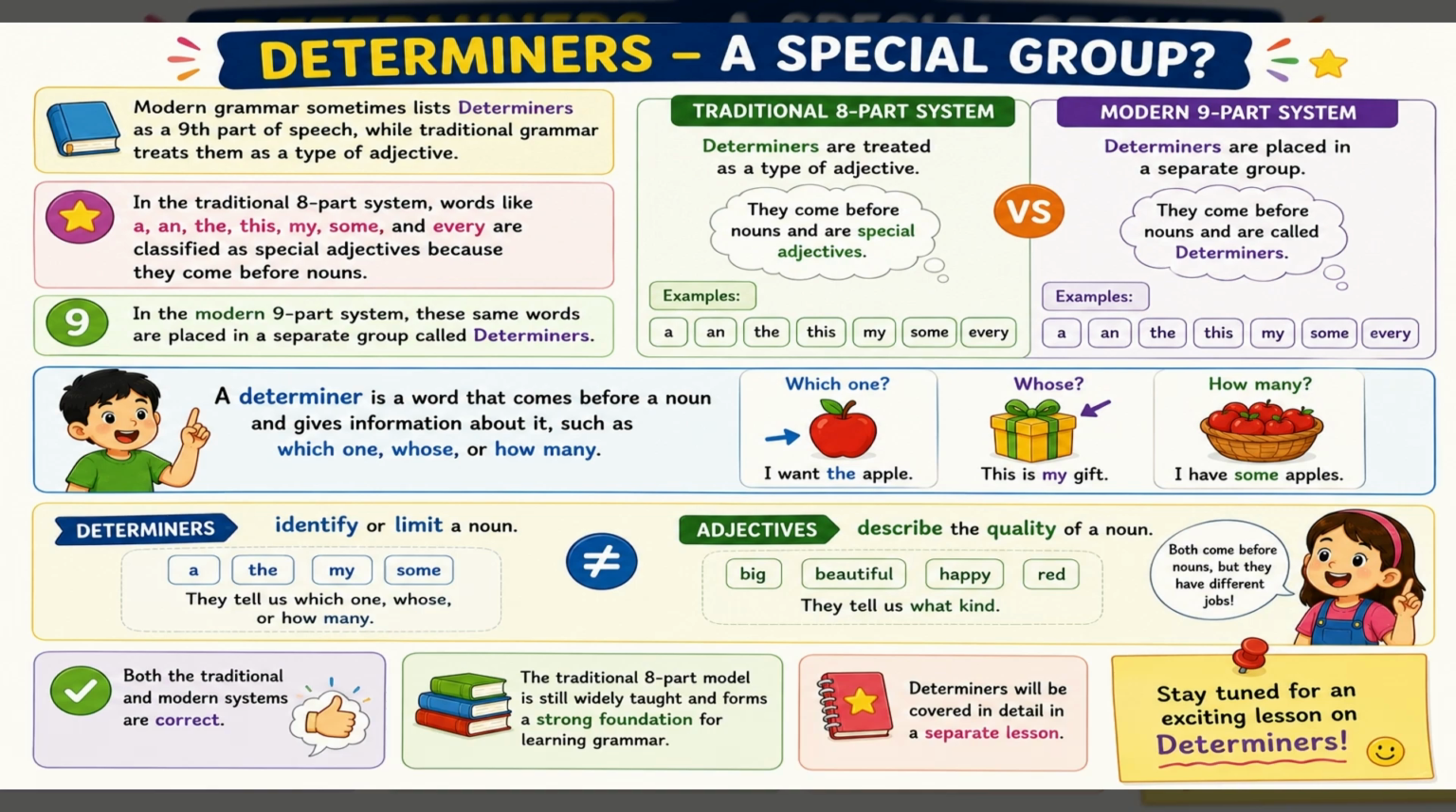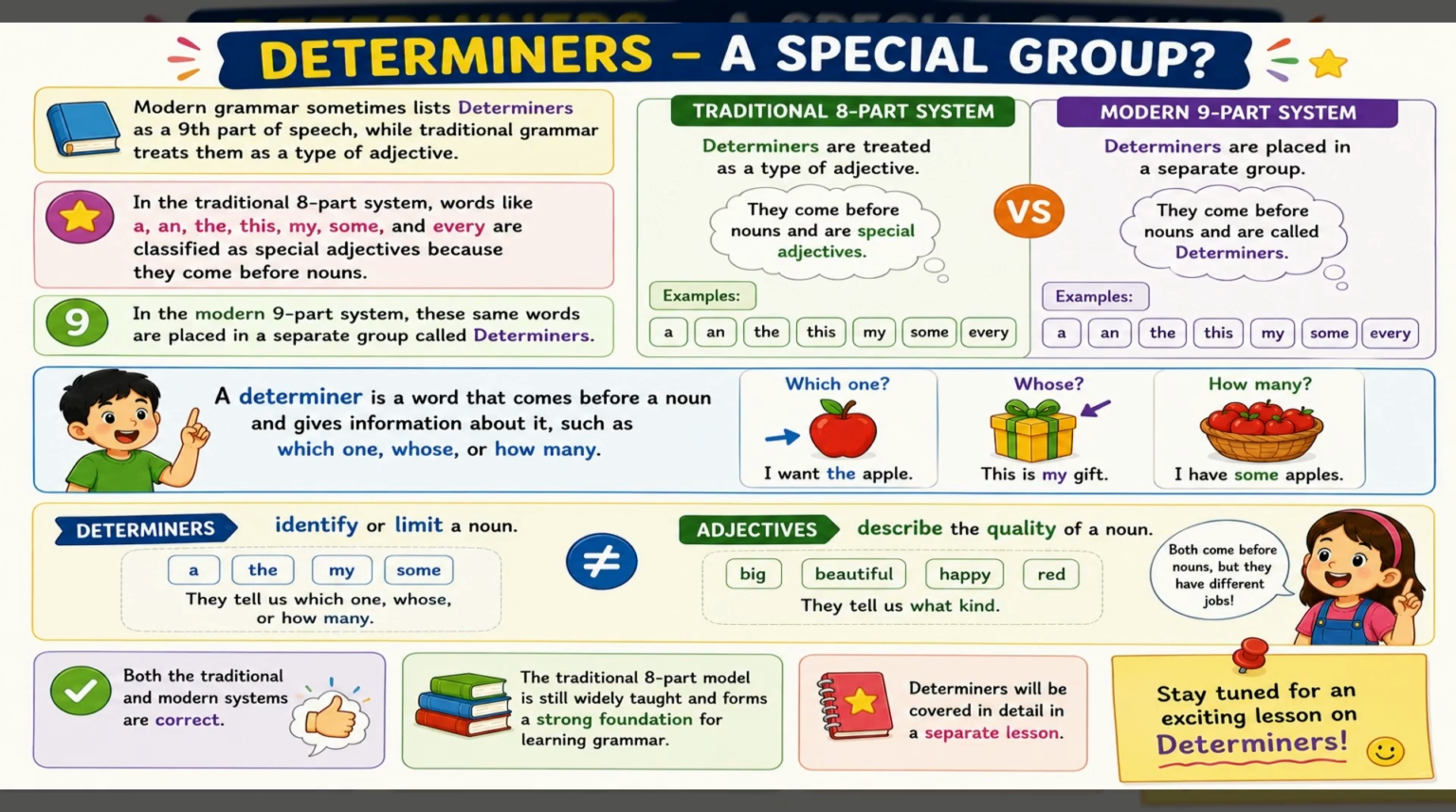These words don't describe the quality of the noun like adjectives do. Instead, they help us identify or limit the noun. So, if you ever hear someone say that English has 9 parts of speech, don't get confused. They are simply following the modern classification where determiners are treated as a separate part of speech.